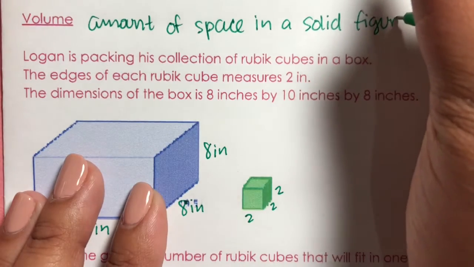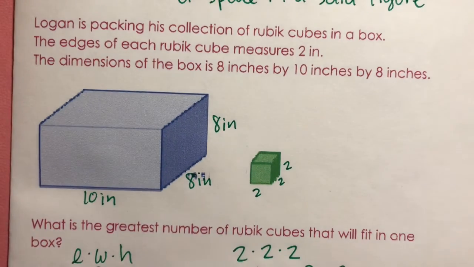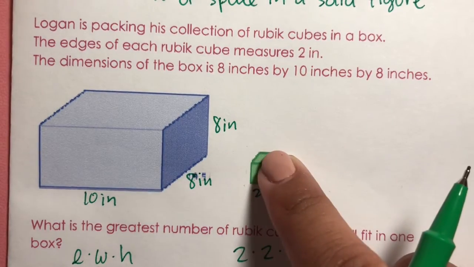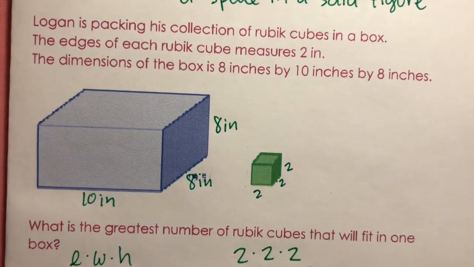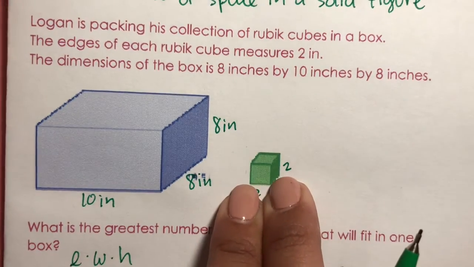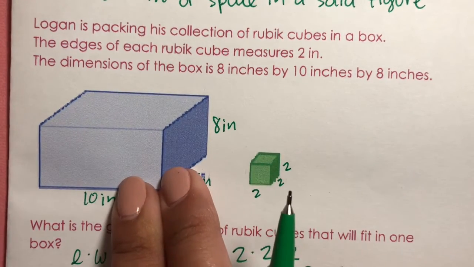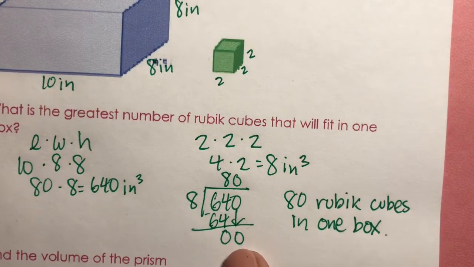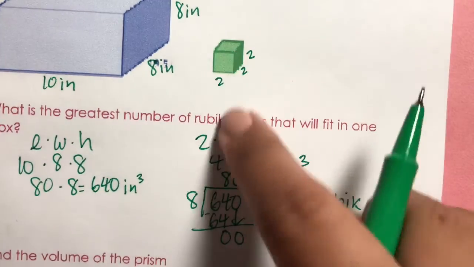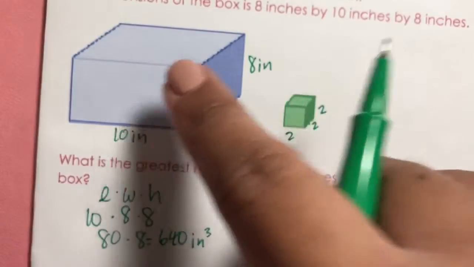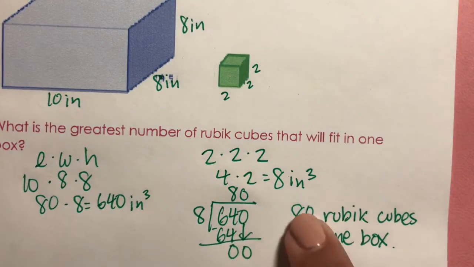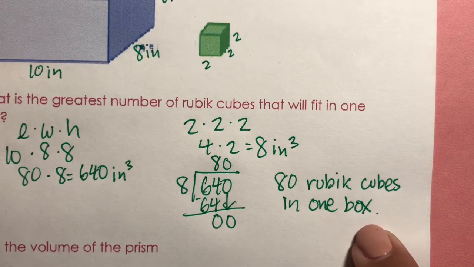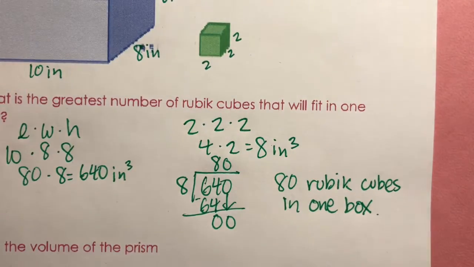So we know the volume, the amount of space in this box, and the amount of space the Rubik's Cube takes up. That's why they wanted to figure out how many of these we can fit into here. We have to divide the volume of this box by the volume of the Rubik's Cube, so we can figure out how many cubes can fit into one box, and it was 80.